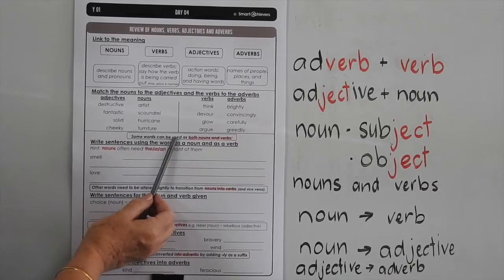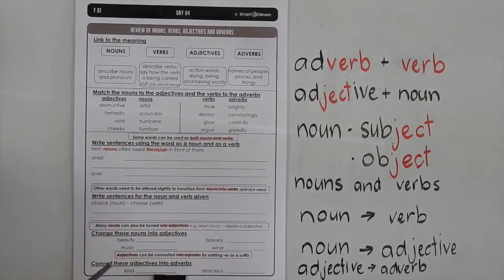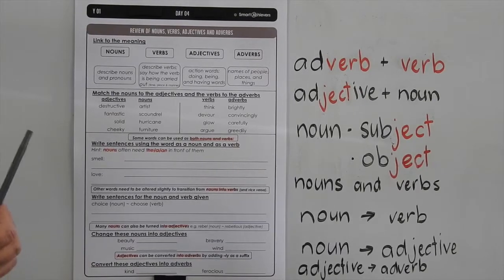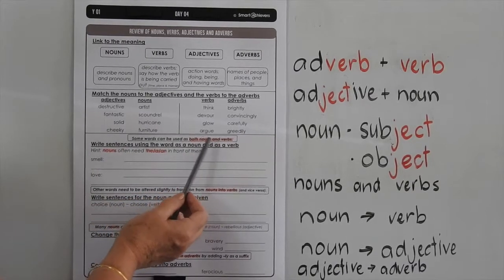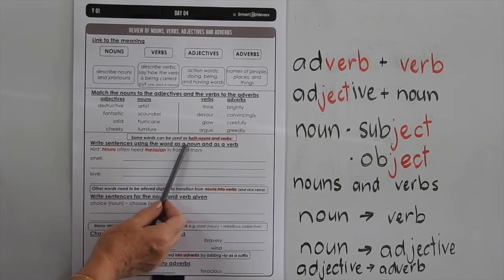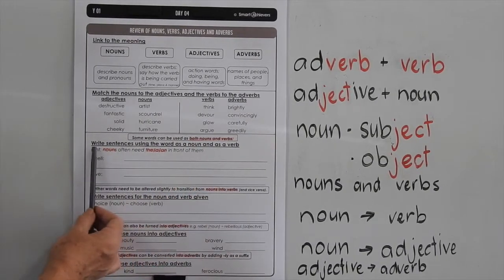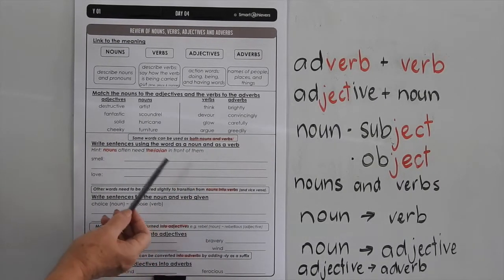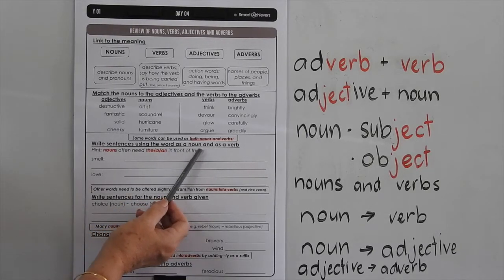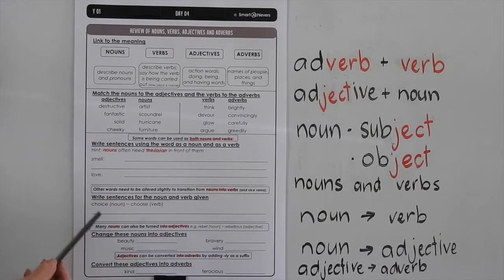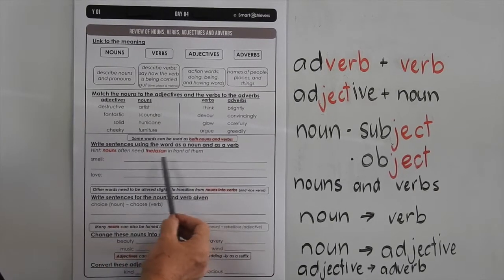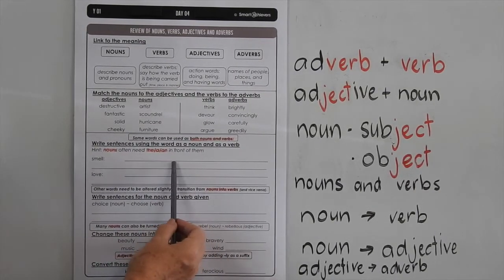Now down here, some words can be used as both nouns and verbs. In fact, some words can be a noun, a verb, an adverb and an adjective. But here we're just doing them as nouns and verbs for you. So write sentences using the word as a noun and as a verb. So hint, nouns often need an article, the, a or an in front of them. So to form this into a noun, we could put a smell somewhere within the sentence and a love or the love. So do your sentences. You've got two lines, one for it as a noun, one for it as a verb.